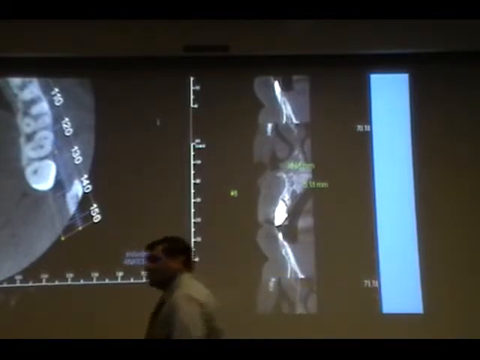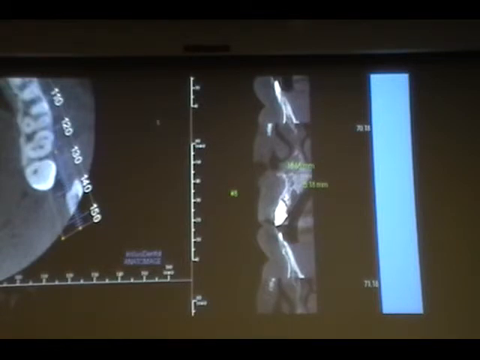Would we have to do a bone graft? How do you know there's enough bone to do it from that view? Very good. So that's where we have to focus.